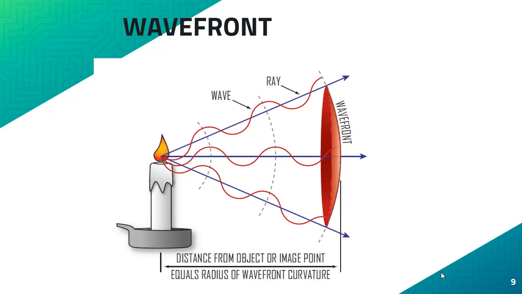So when we talk about waves, we are also going to talk about wavefronts. When we say wavefront, we consider the distance from the object or image point. It has equal radius of wavefront curvature. So these curves, yan, this is the wavefront. Okay? If we consider here the distance, it has equal radius. So this is the wave, but this one would be the wavefront. This is another wavefront, which is perpendicular to the propagation of the wave. So the direction of our wave propagation is this. This is another wave propagation. So the wavefront is perpendicular to the direction of the wave.